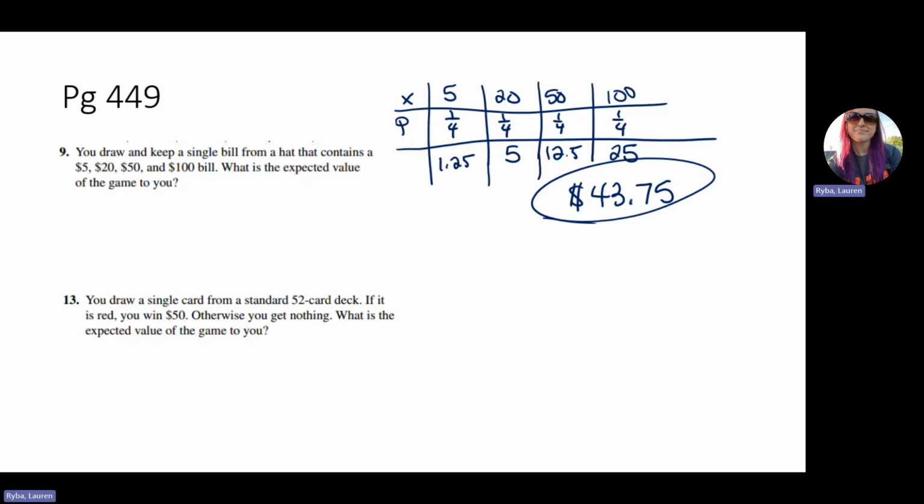Next one says you draw a single card from a standard 52 card deck. If it is red, you win $50. Otherwise, you get nothing. What is the expected value of the game to you? Okay, so my outcome is either going to be red or black. Now, neither of those are numbers, so that is not the X or the P value. It is just the outcome that I draw from the deck of cards.